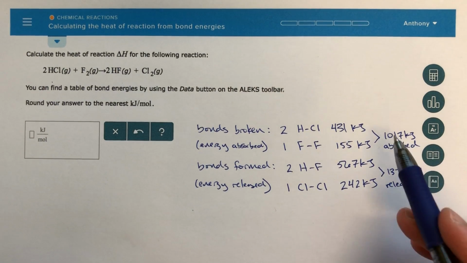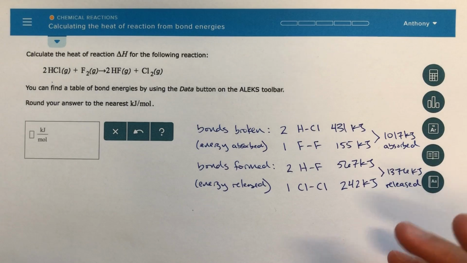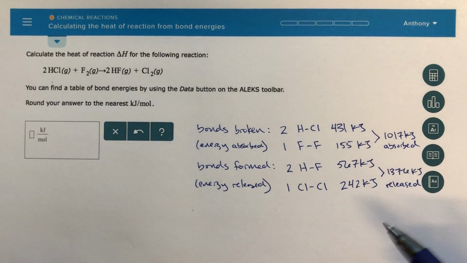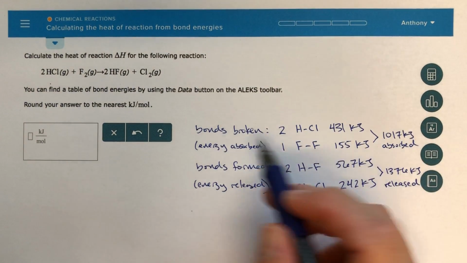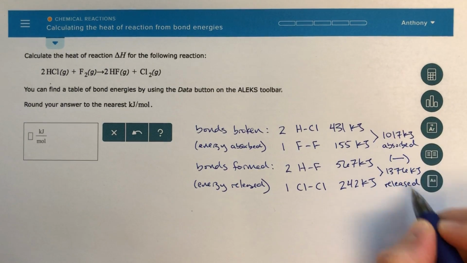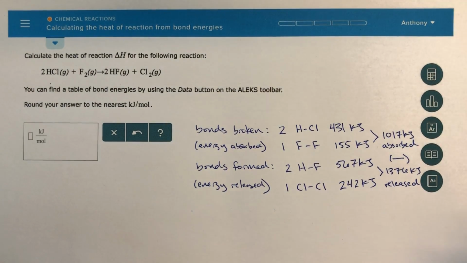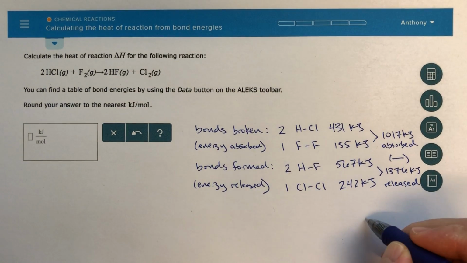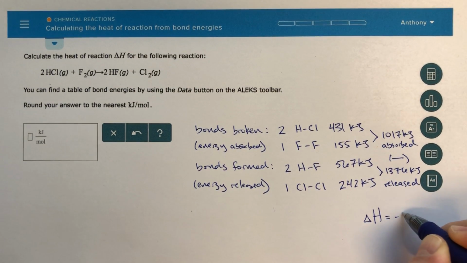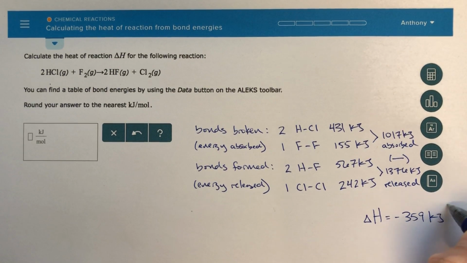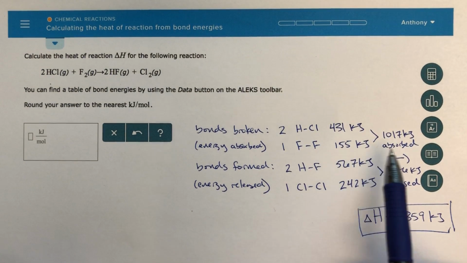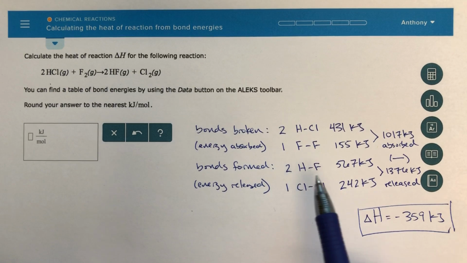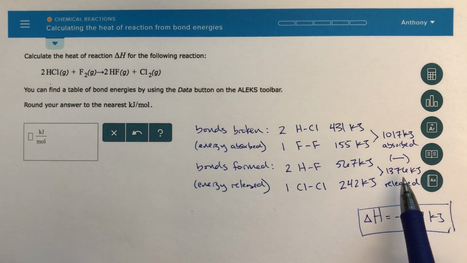So now we need to figure out, if this is the difference, how do we calculate it? We should be able to think about it and figure it out. If this is the amount of energy that's absorbed and this is the amount of energy that's released, we're going to take our energy from our bonds broken, and we're going to subtract the energy that's being released. That's going to be the calculation or equation, you might say. So for this problem, delta H should equal minus 359 kilojoules. And that's it. All of these problems are really going to be the exact same thing. Add up the amount of energy that is going to be absorbed to break the bonds, subtract the amount of energy that's going to be released from forming the bonds. The difference is our delta H for our reaction.